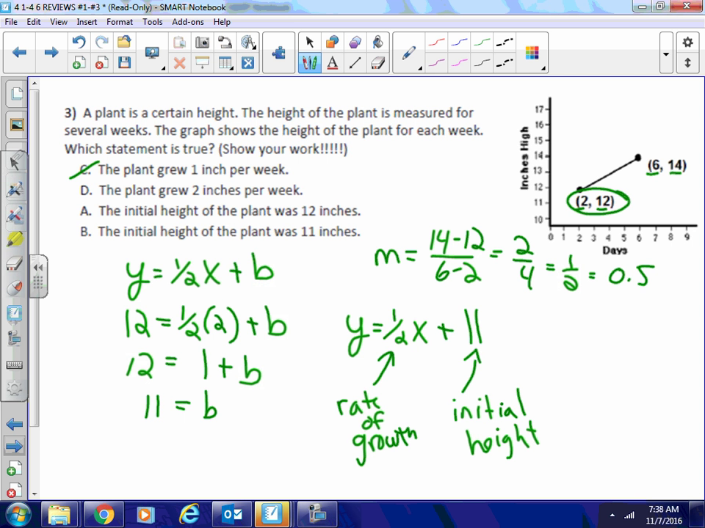The plant grew 2 inches per week? No, the rate was 1/2. 1 inch per 2 weeks. A, the initial height of the plant was 12 inches. No, they kind of want you to pick that 12 from right here, but no, we calculated the initial height. It was 11 inches.